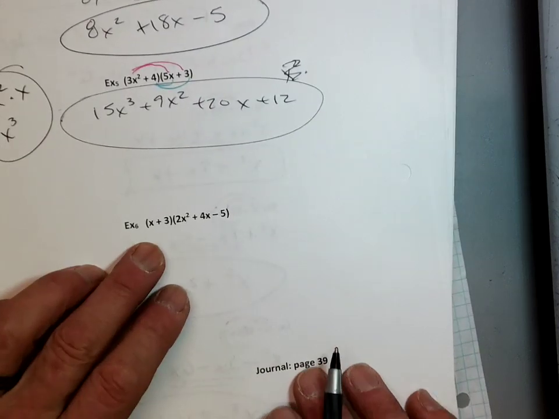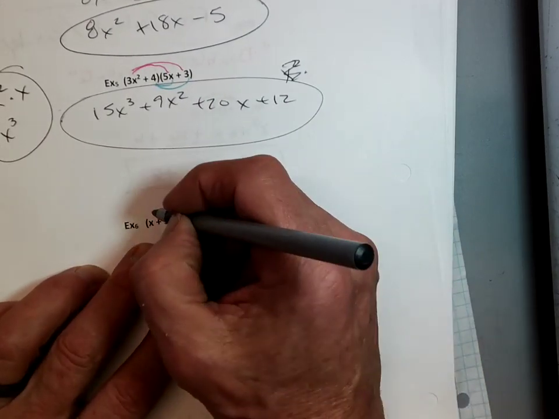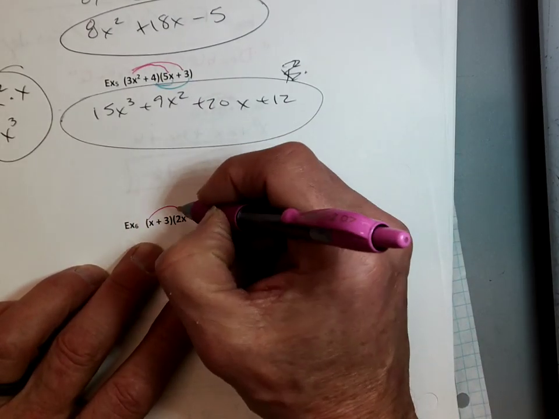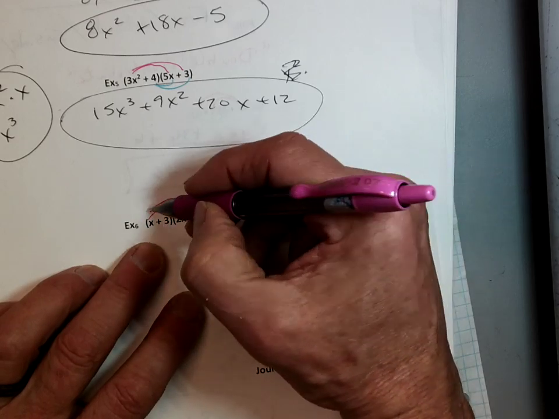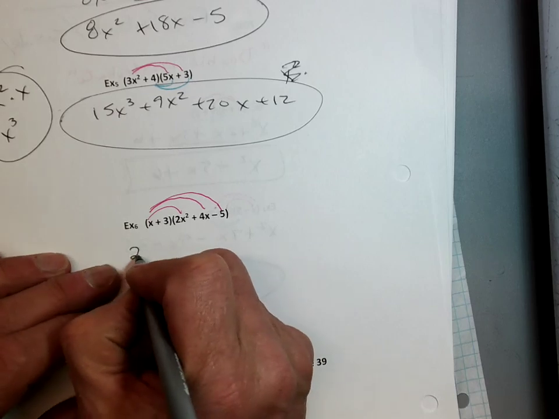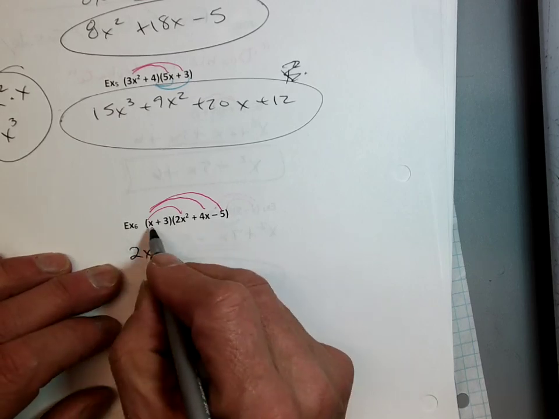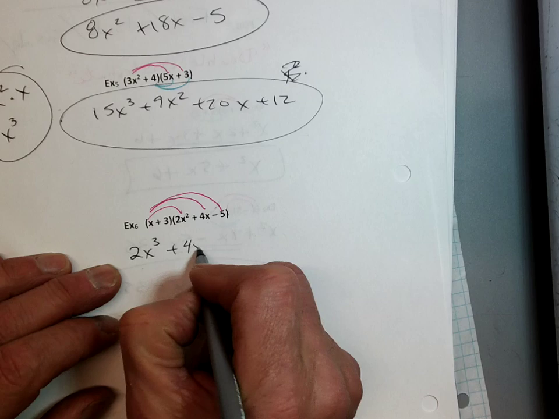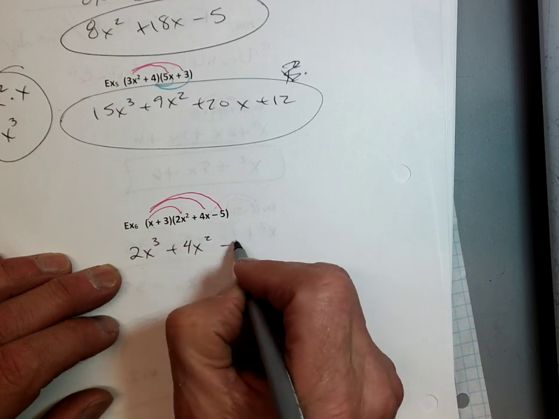Let's do last example. So it's just a big double distribute, right? So we'll go x times 2x squared, x times 4x, and x times negative 5 gives me a 2x cubed plus a 4x squared minus 5x.